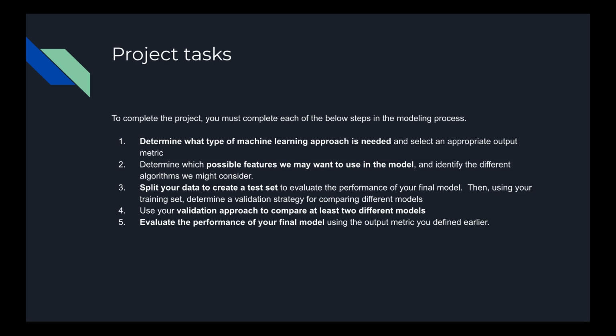The specific tasks that were required to be completed as part of the project: we needed to determine what type of machine learning approach is needed, and select an appropriate output metric. Then determine which possible features we may want to use in the model. Then split our data to create a test set to evaluate the performance of our model, and use a training set to determine a validation strategy for comparing different models. Once we'd done that, we were able to validate our approach and compare the models, and finally evaluate the performance of our final model.